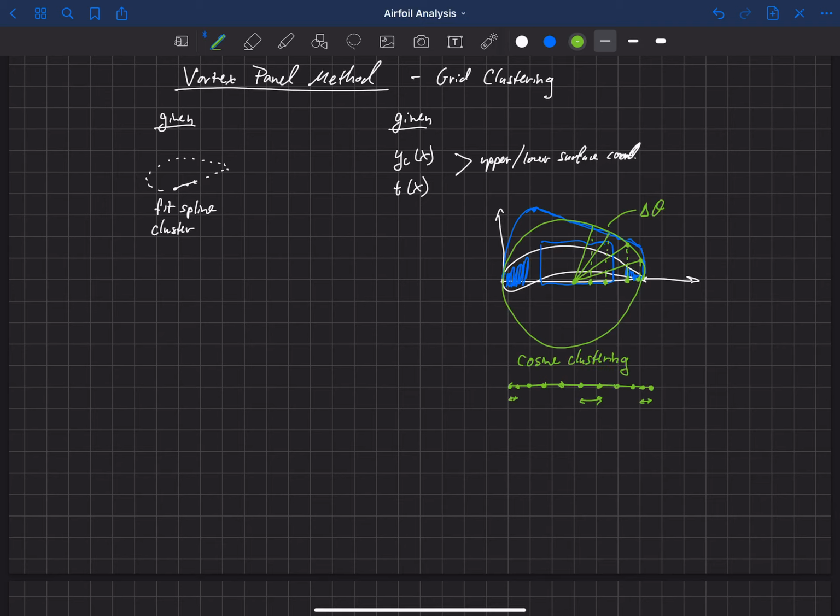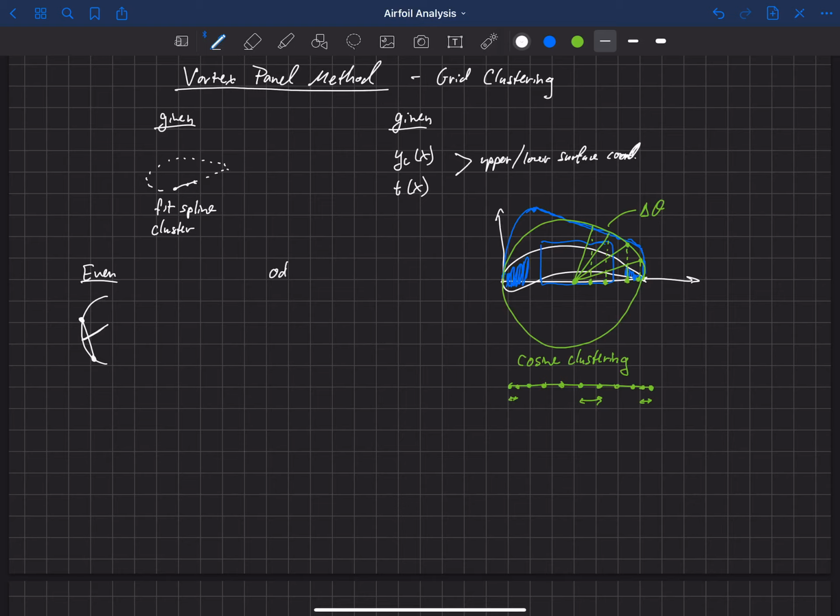So let's develop an algorithm here for cosine clustering. Our algorithm is going to be a little bit different depending on if we have an even number or an odd number of nodes that we want on the surface. If we have an even number, then at the leading edge, if this is my leading edge and this is my camber line coming off of the leading edge there, if we have an even number of nodes, then we'll have a panel that actually spans across the leading edge, but we won't have a control point or a corner point of our panel that falls on the camber line.